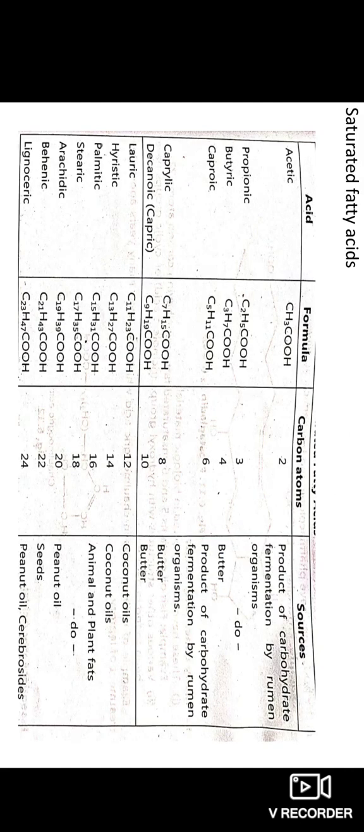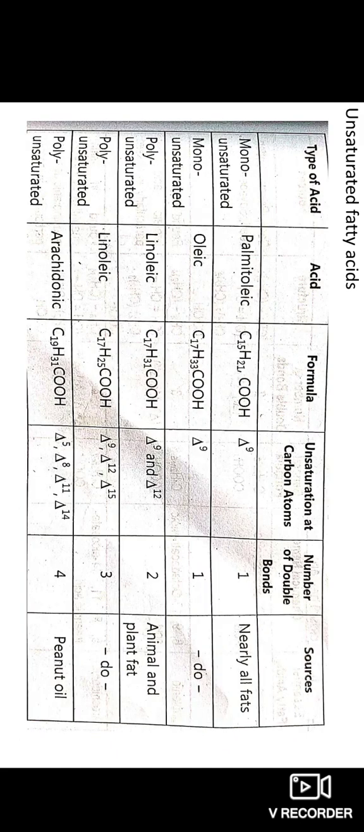Here is the list of saturated fatty acids with their formula, the number of carbon atoms present in them, and the sources from which they are obtained. Then the unsaturated fatty acids: their type, that is whether they are monounsaturated or polyunsaturated, their acid name, their general formula, at which carbon atom unsaturation occurs, how many double bonds are present, and the sources from which they are obtained.